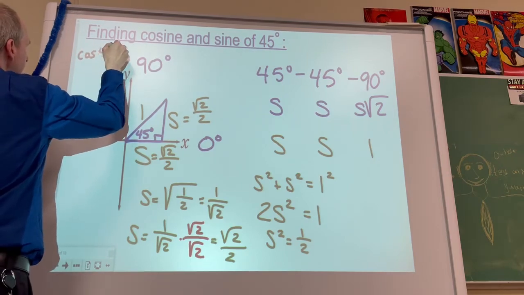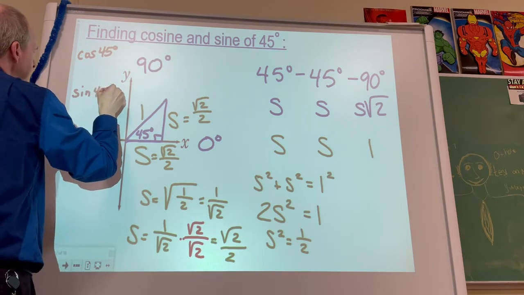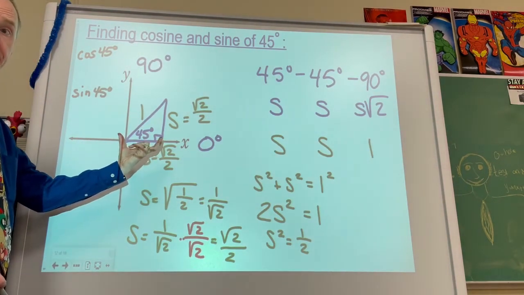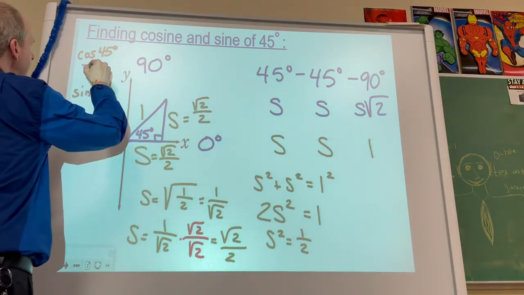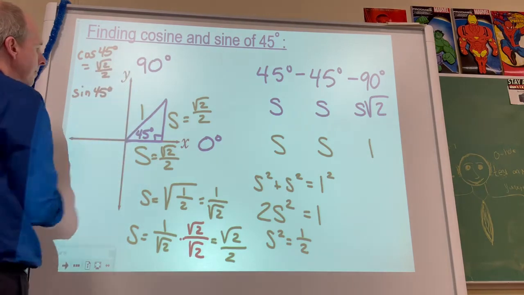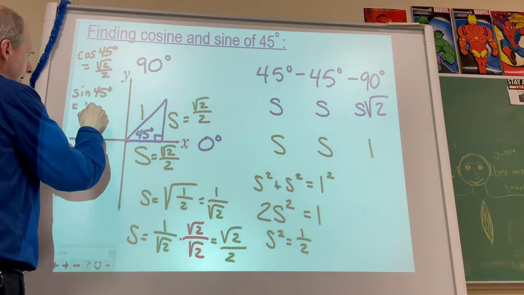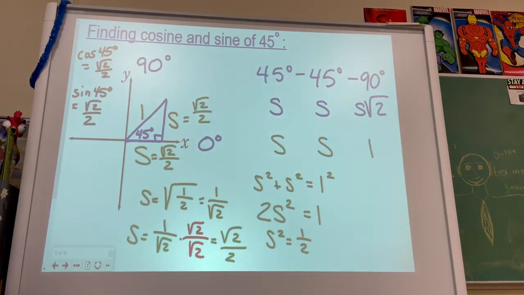Cosine of 45 degrees and sine of 45 degrees. Cosine is the x, which is radical 2 over 2. Sine is the y, which is radical 2 over 2. So make sure those are in your notes. Cosine of 45 degrees equals radical 2 over 2. Sine of 45 degrees also equals radical 2 over 2.